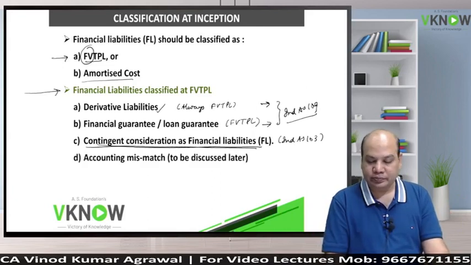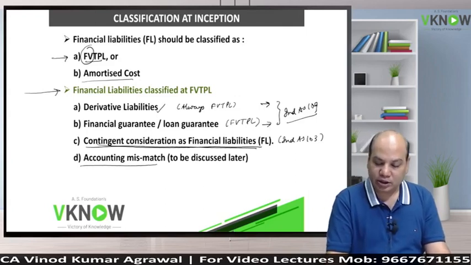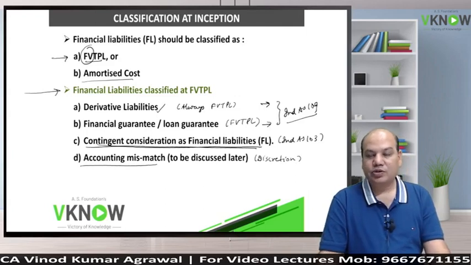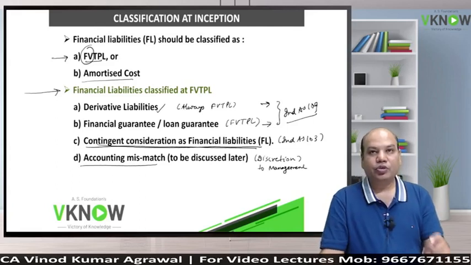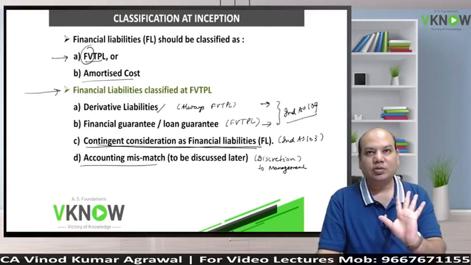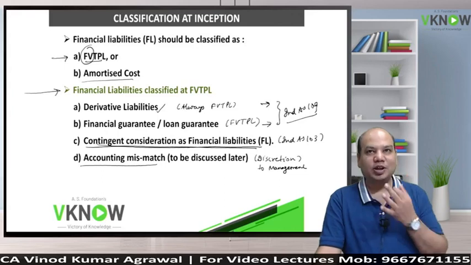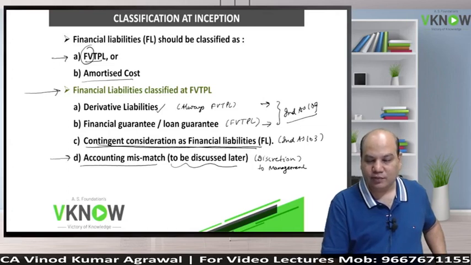And the next is accounting mismatch. Here it is little discretionary. Discretion is given to the management that you can classify a financial liability into FVTPL if it helps you to remove accounting mismatch. So this I will tell you later, because to understand that point I need to explain many other points also. So this is pending from my side.